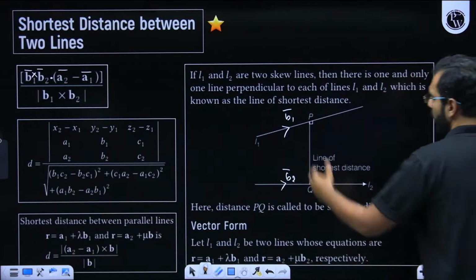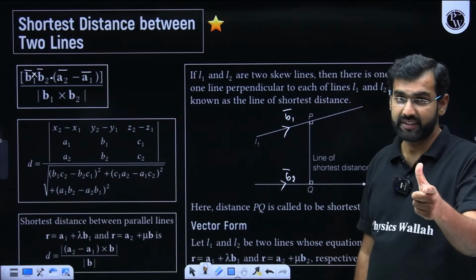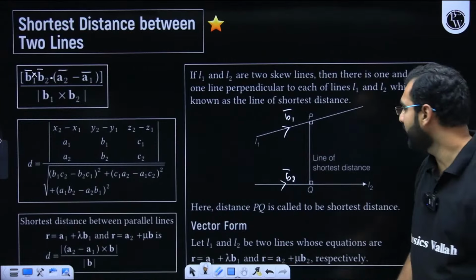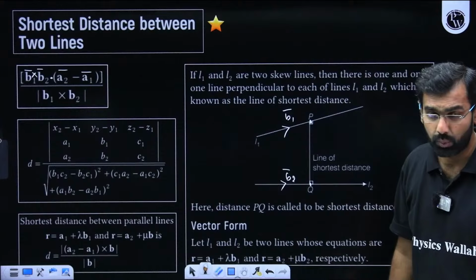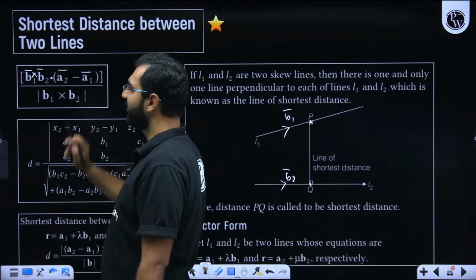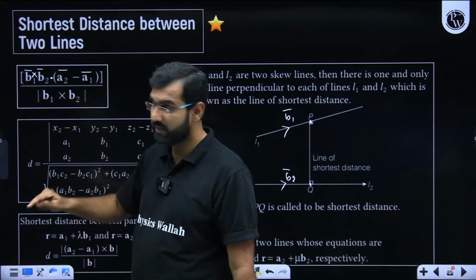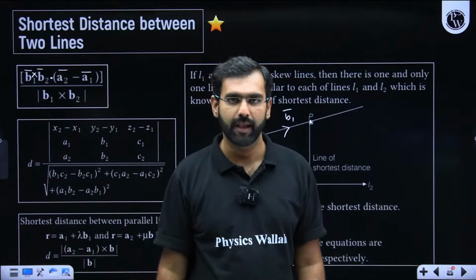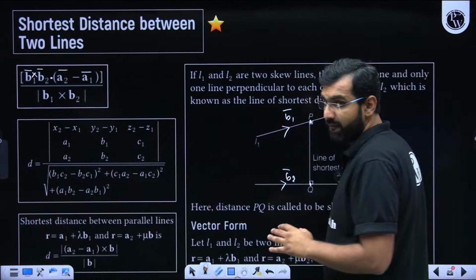So b1 cross b2 will give you the perpendicular to both of these lines. And if I find the projection of a2 minus a1 on that b1 cross b2, I'll have that as the shortest distance. So the projection of a2 minus a1 on b1 cross b2 will be (a2 minus a1) dot (b1 cross b2) upon the modulus of b1 cross b2. I hope you remember that projection formula. That's exactly what we are using here. Everybody with me on this?